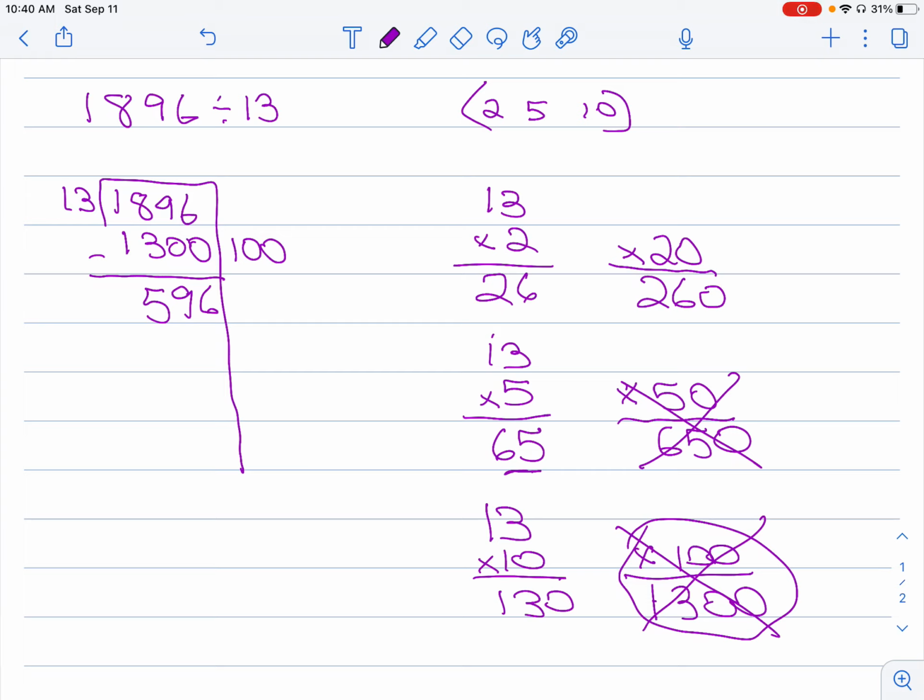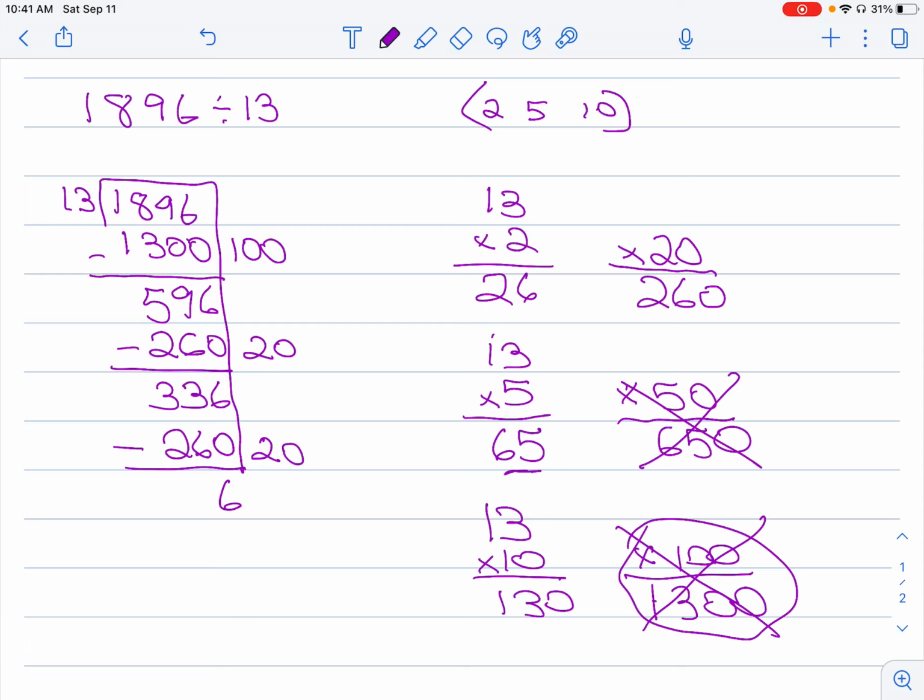But I can take away 260, which is 20 groups. So 260, 6 minus 0, 6, 9 minus 6, 3, and 5 minus 2 is 3. Okay. What can I take away now? Well, I can still take away another group of 260. So that's going to be another group of 20, 260. And subtract that. 6 minus 0 is 6.